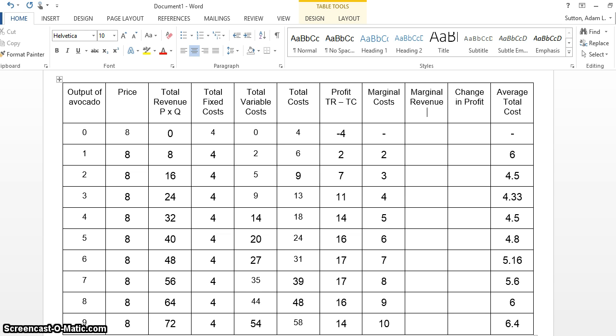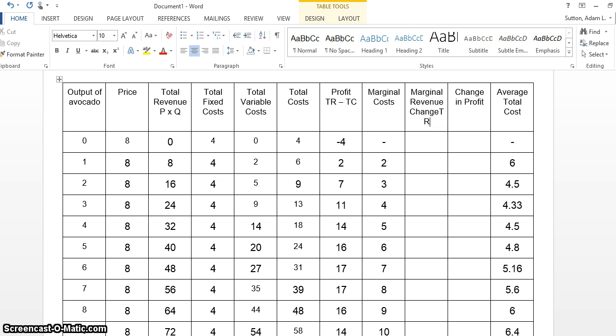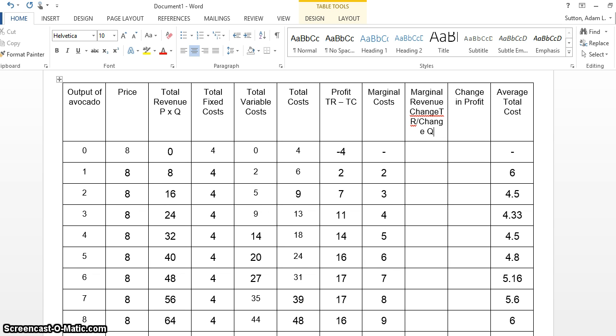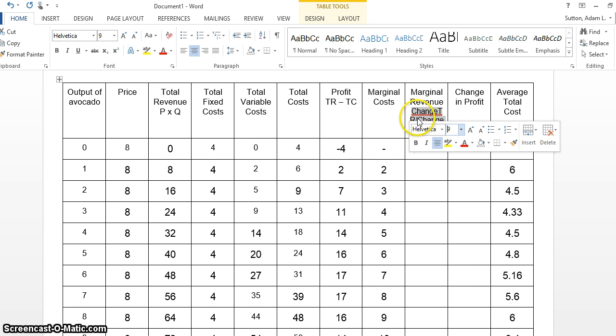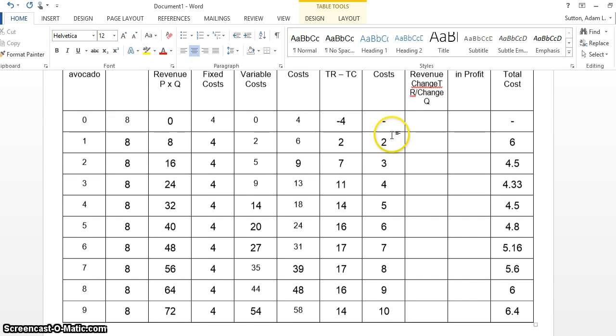What do you think we might do for total revenue? Any takers? We'll go change in total revenue, TR, over change in quantity. So you do a very similar formula to your marginal cost: change in total revenue over change in quantity. Why don't you take a second and see if you can figure out what your marginal revenues are down this column for each unit. All right? Go ahead and give that a shot for me right now.